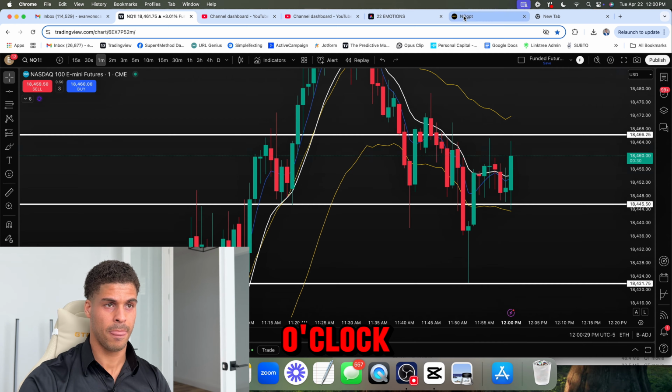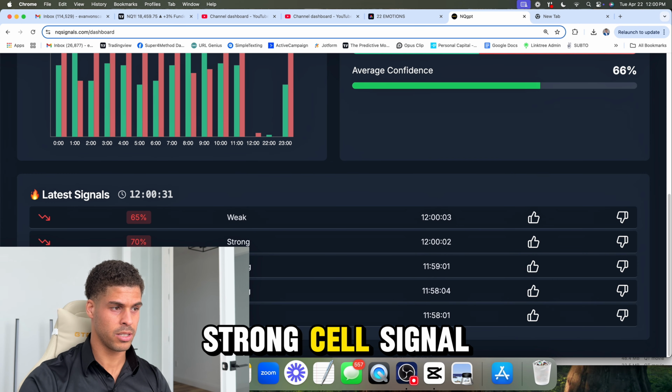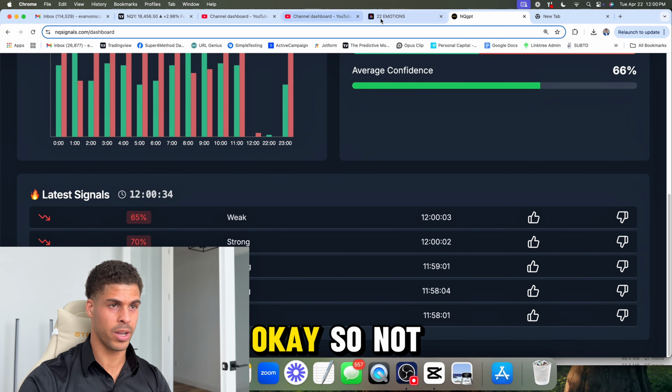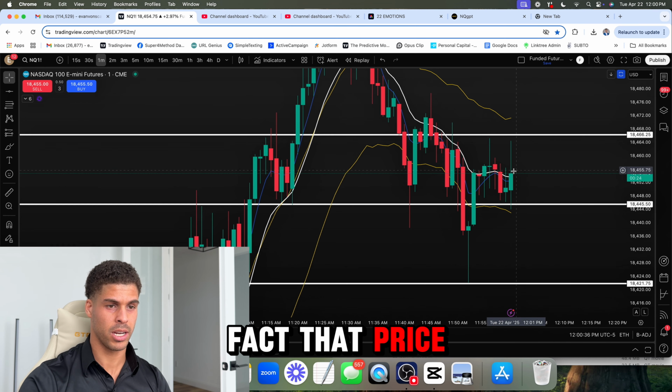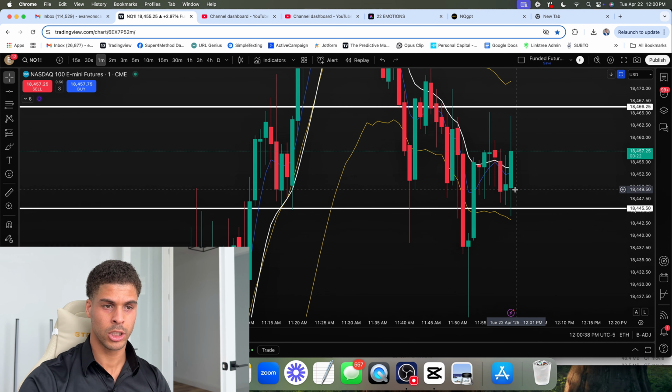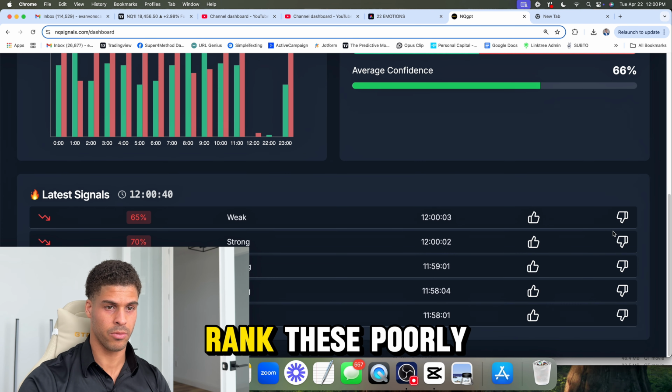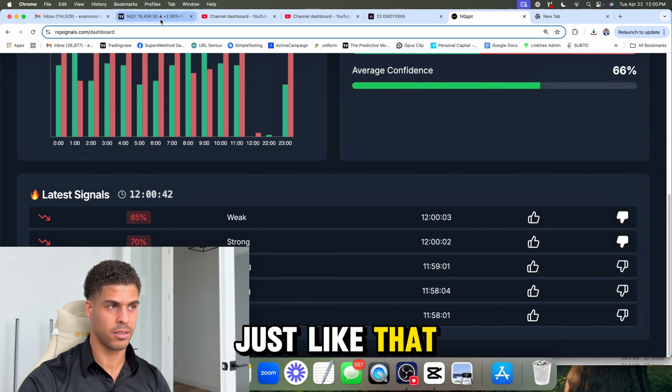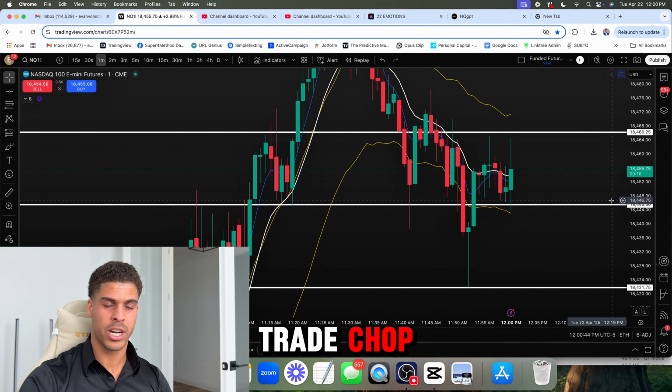Out of curiosity, I want to know what this signal is. So we're at 12 o'clock. I got a strong sell signal and a weak sell signal. Okay, so not bad except for the fact that price just rolled all the way up. Started good, finished bad. So we would actually go and rank these poorly, just like that. There we go. But this is why we don't trade chop.